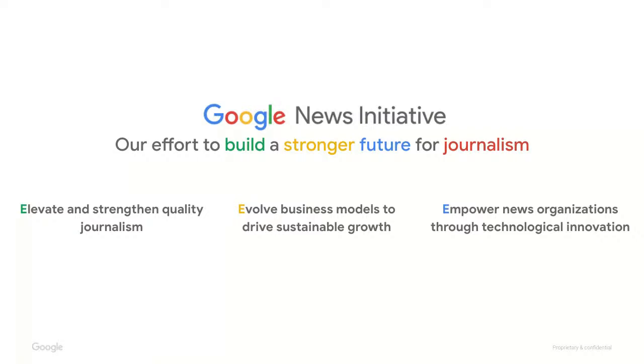The second pillar is evolving business models, and especially with respect to driving sustainable growth for news organizations. So news organizations are getting assistance on a regular basis from Google on how to ensure that they have income streams that they can rely on to fund their day-to-day activities. Then the third pillar is empowering news organizations through technological innovations. And the tools that we'll be looking at today are some of those innovations that we work in collaboration with the journalists and other organizations to be able to provide these tools, mostly free of charge, so that journalists can count on the technological support from our organization.